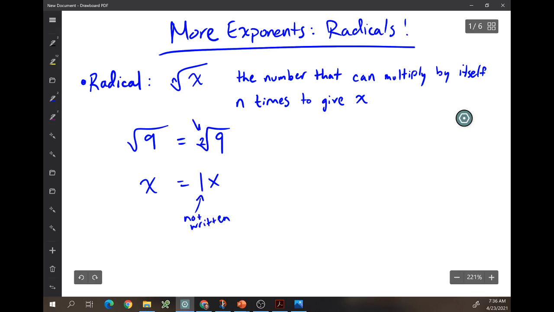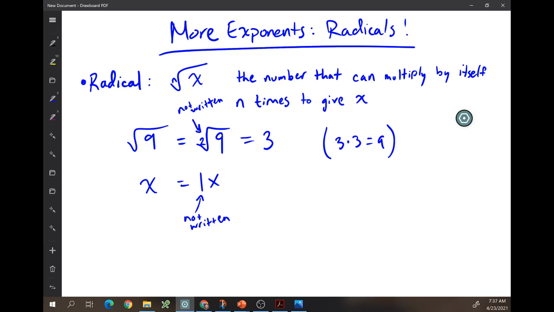Same thing with the little 2. If it's a 2, it's not written. Any other number is going to be written, but a 2 is not written. So anytime you have a radical without the number here, that number is a 2. So this 2 is saying what number multiplied by itself would give us 9? We could try 2 times 2 is 4, it doesn't work. 3 times 3 is 9, that does work. So the square root of 9 results in 3. Why? Because 3 times 3 equals 9, and that's the definition of our radical.